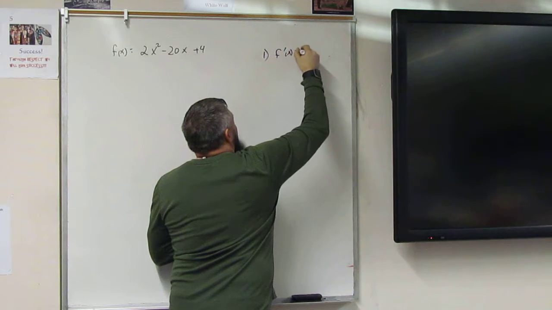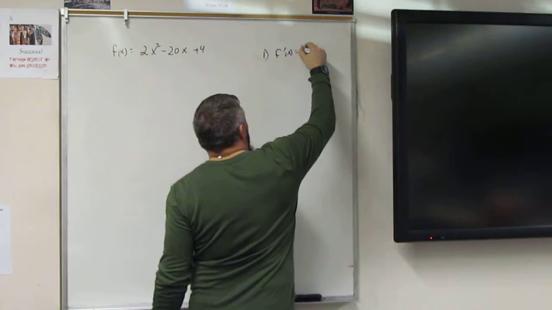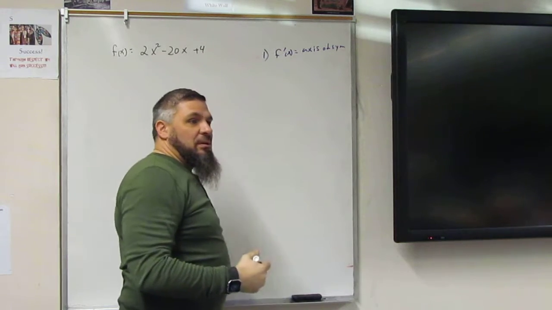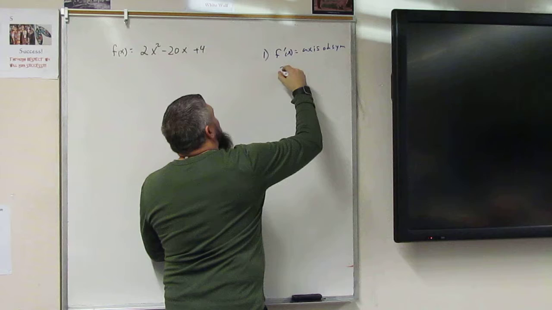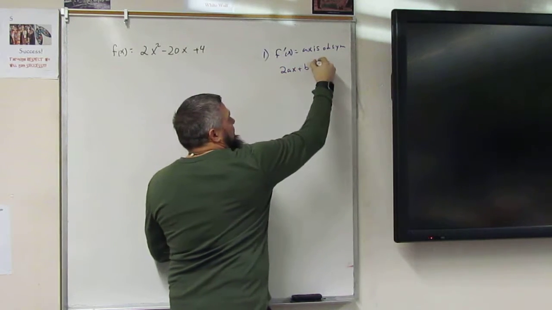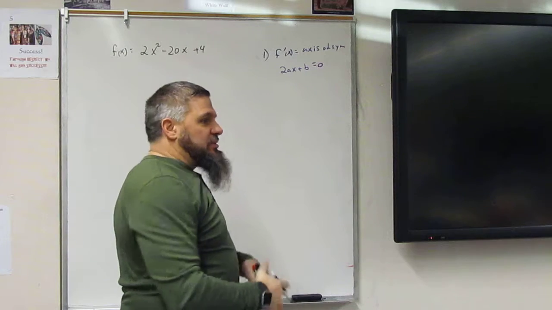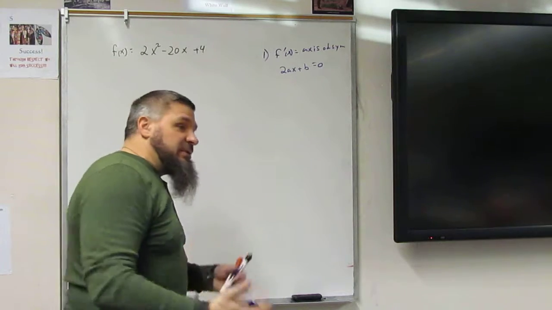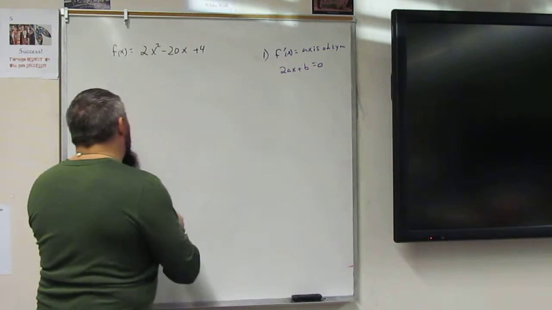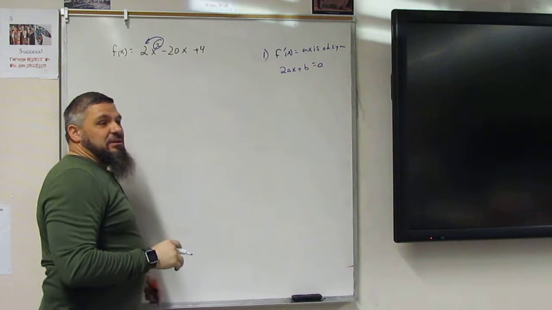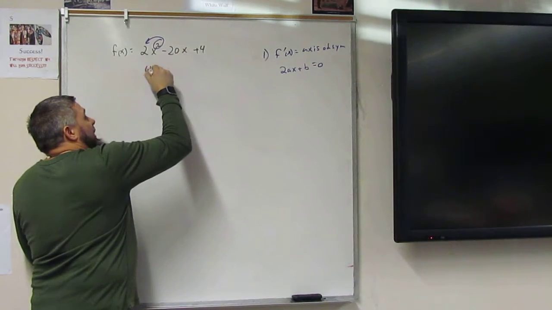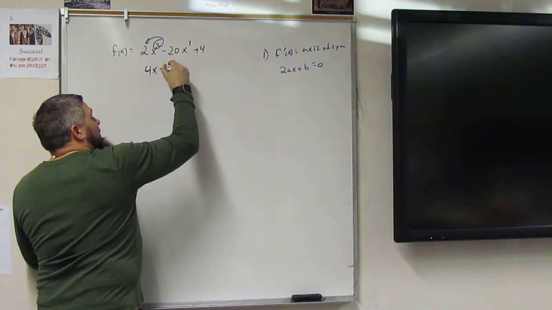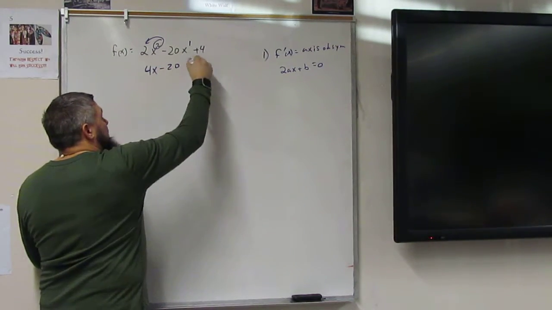F prime of x is equal to, right? The axis of symmetry. What does that mean? Remember, some of you use this whole 2ax plus b equals 0. That's okay to use. That's the formula they give you in the book. I show you the derivative, which is calculus form. All that means is the exponent times the coefficient. 2 times 2, which is 4x. Take 1 away from the exponent. What's 1 times 20? 20. And just set it equal to 0.